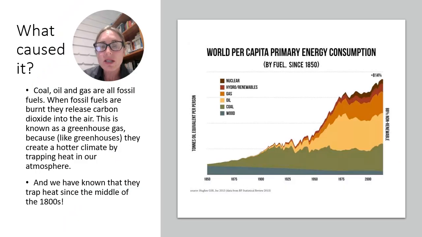What has caused it? Coal, oil and gas are all fossil fuels. And when fossil fuels are burnt, they release carbon dioxide into the air. This is known as greenhouse gas because, like greenhouses, they create a hotter climate by trapping heat in our atmosphere.